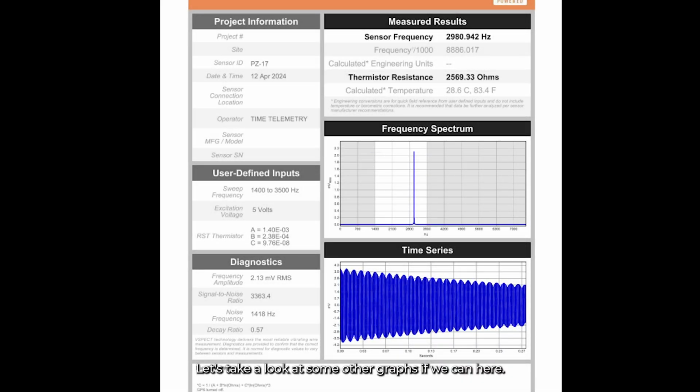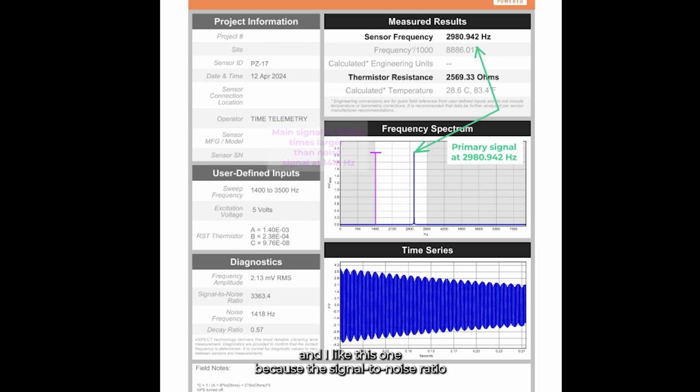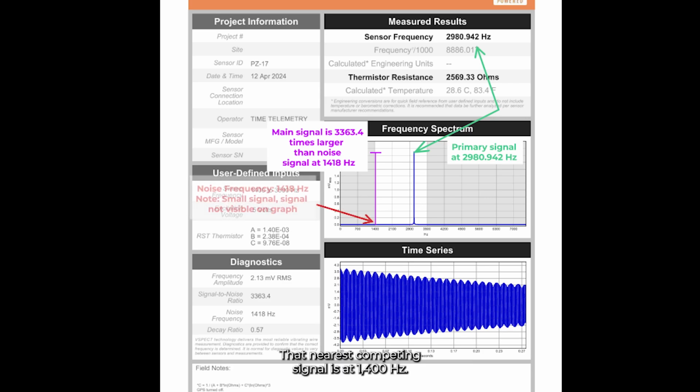Let's take a look at some other graphs if we can here. Again, this one is also a textbook quality sensor. You've got one primary signal at 2,980 hertz. And I like this one because the signal-to-noise ratio is 3,364 times bigger than the nearest competing signal. That nearest competing signal is at 1,400 hertz.